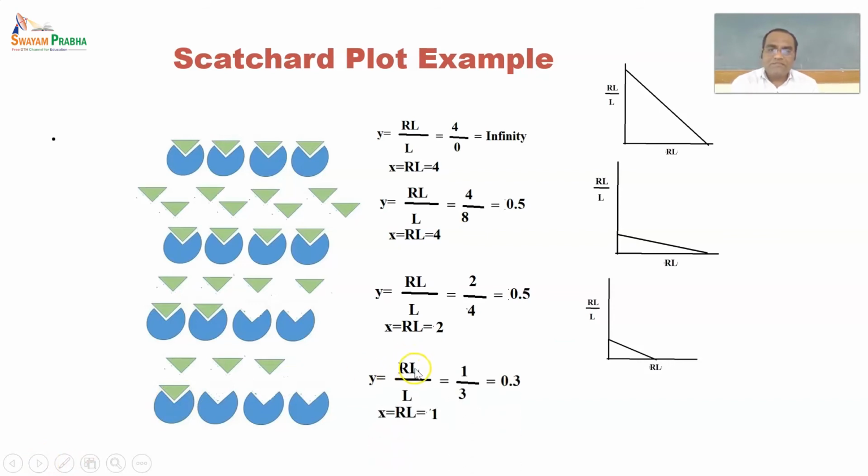In the equation you can see that RL has one value, and L, the concentration of L, that is free ligands, is 3 in number. RL, again receptor and ligand, is 1. So the value becomes 0.3, which is minimum, or we can say less than 0.5, and we will get a very low slope.